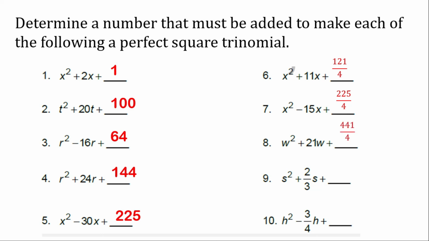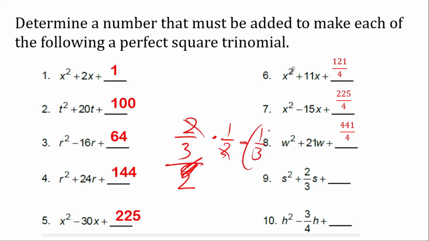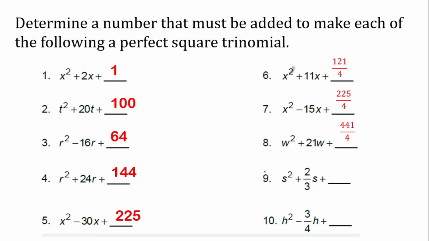In this case, 2 over 3 divided by 2 is equivalent to 2 over 3 multiplied by 1 half. So cancel this. So the answer is 1 over 3. 1 over 3 squared is 1 over 9. So the answer is 1 over 9. Okay, 3 over 4 divided by 2 is equivalent to 3 over 4 multiplied by 1 half. So that is 3 over 8, sorry. 3 squared is 9 and 8 squared is 64.